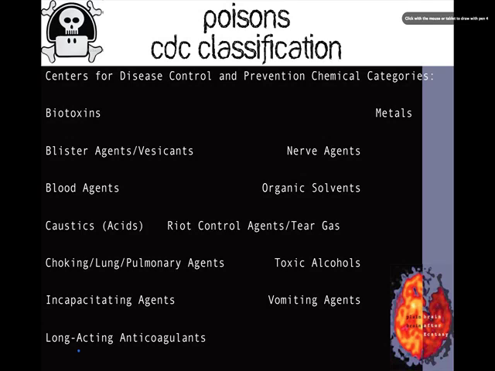And the CDC classifies these different poisons, and we'll go into a couple of these that are important for you to know: biotoxins, blister agents or vesicants, blood agents, caustics or acids, choking lung pulmonary agents, incapacitating agents, long-acting anticoagulants, vomiting agents, toxic alcohols, riot control agents, tear gas, organic solvents, nerve agents, and metals.